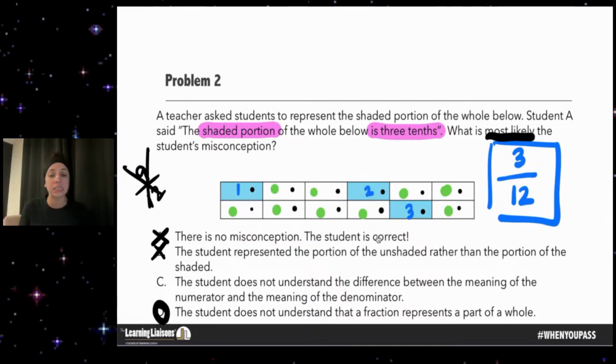Is it possible that they didn't understand the meaning of the numerator and the meaning of the denominator? It's possible, but we have to go with what the best answer is based on the one error that we see, and that can be difficult.